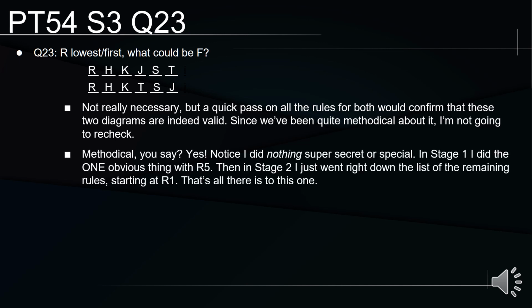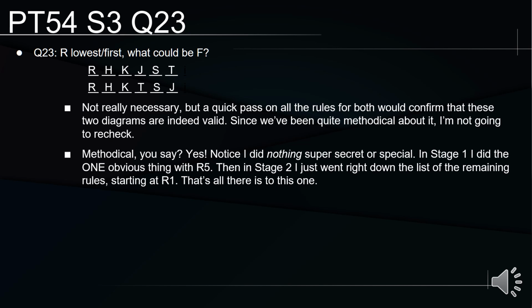A question that I get occasionally via email is that I keep saying that we don't need to check it because we've been methodical, but have we really been methodical? And I would say yes we have. Notice I did nothing super secret or special. In stage 1, I did the one obvious thing, which was look at Rule 5. Because Rule 5 deals with the only two ways to fill slot 5, which is to put R in there or to put S in there.